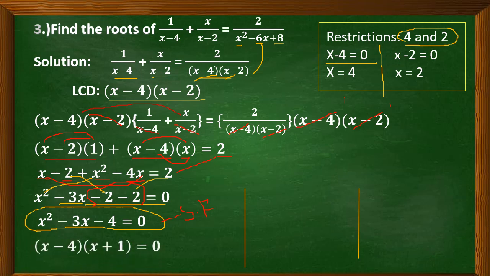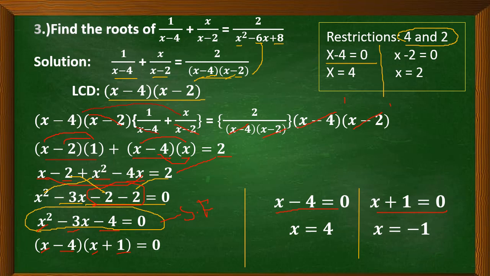We can solve this by factoring. Factors of x squared are x and x. Factors of negative 4 are negative 4 and 1, but the sum is negative 3. Next, equate its factor with 0 and solve for x. So transpose negative 4 to the right side, so it became positive 4. And the other one, positive 1, transpose, it became negative 1. So we have now the two roots, but remember 4 is a restricted value. So we have only one solution or one root which is equal to negative 1.